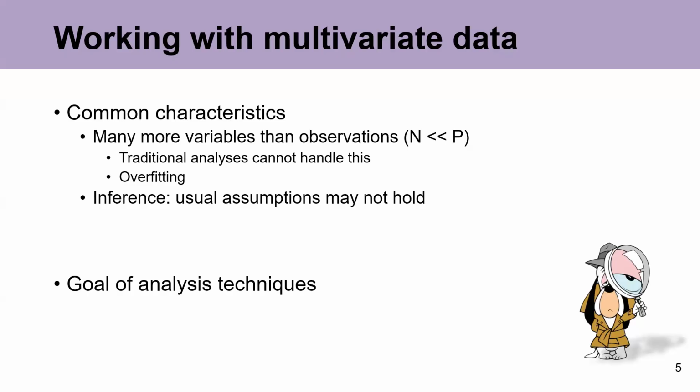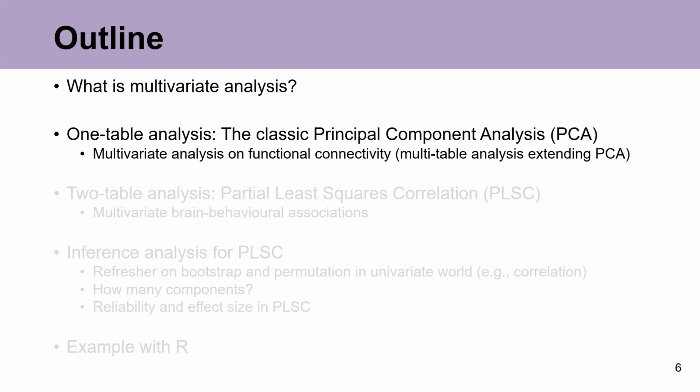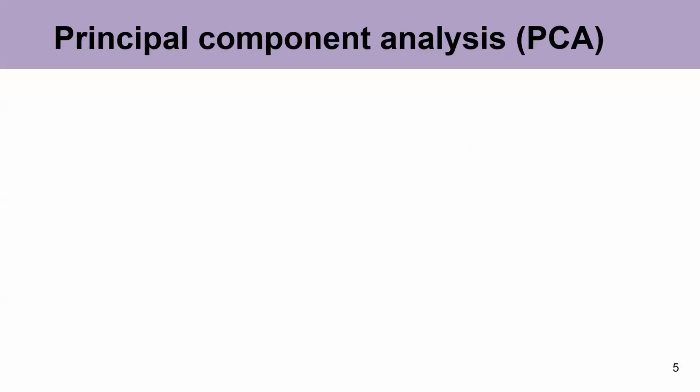And so that's why we turn to multivariate statistics, and the goal of it is to extract the most important information. That's the main thing. Okay, everyone with me? I think this should be okay so far. So let's start with the classic, so the PCA.